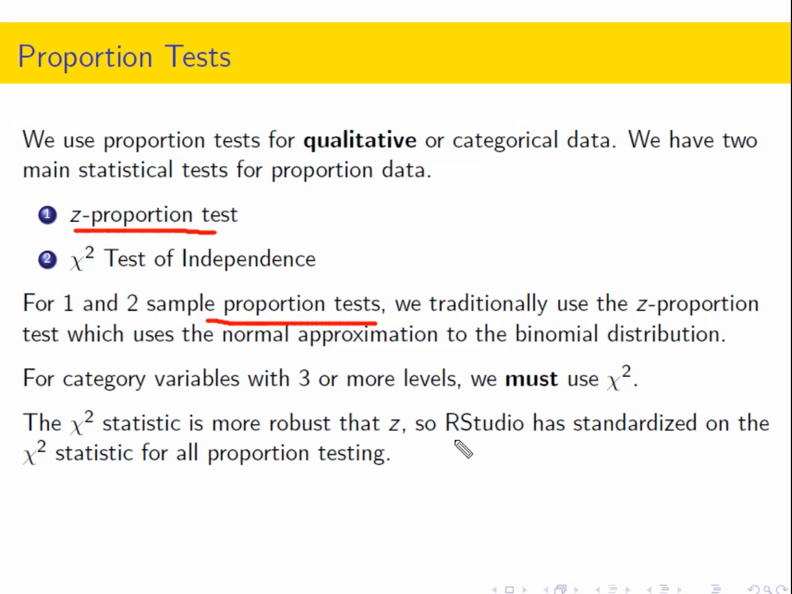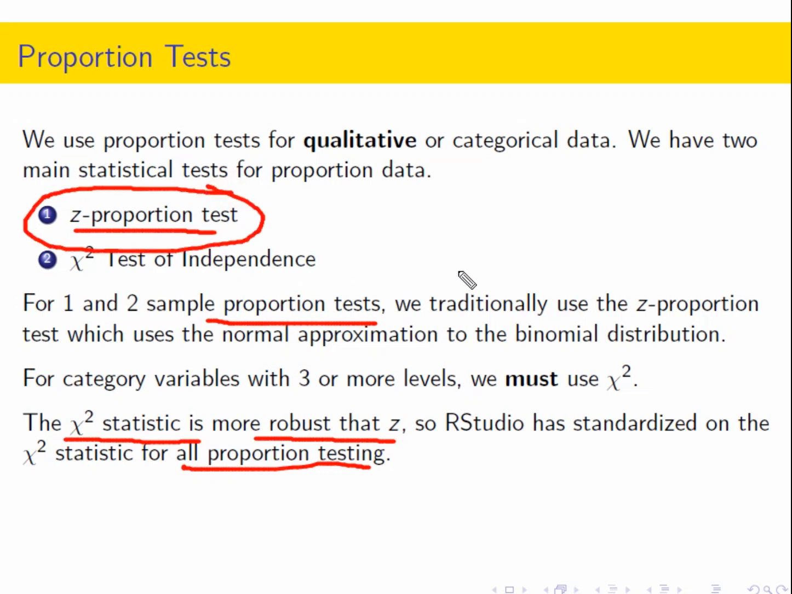Now it's interesting, R actually uses the chi-squared statistic for all proportion testing. The reason is that it turns out the chi-squared test is more robust than Z. Robust means that you can violate the assumptions but still hold accuracy with the p-values that your statistical procedure is spitting out. So R has just gone completely to chi-squared, which is fine. But if you're going to teach this in an AP Stats class or the current environment, you still have to know how to use Z-proportion testing on the graphing calculator, for example. So we're going to go over both.